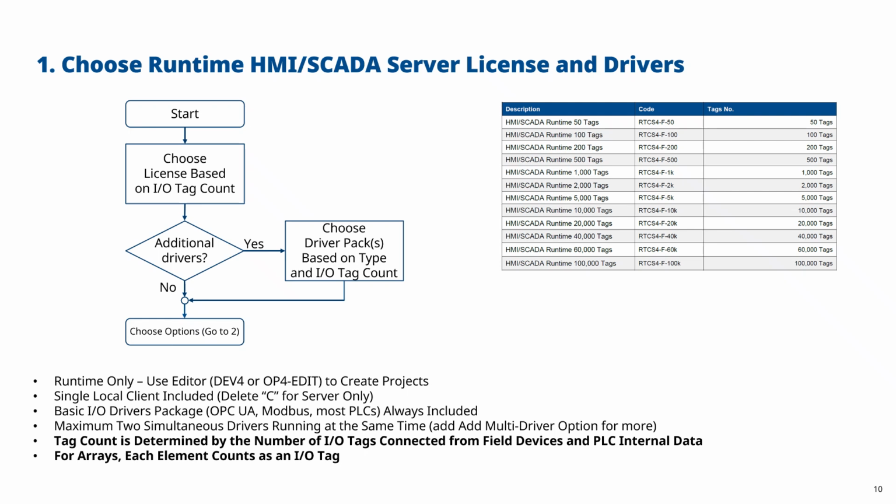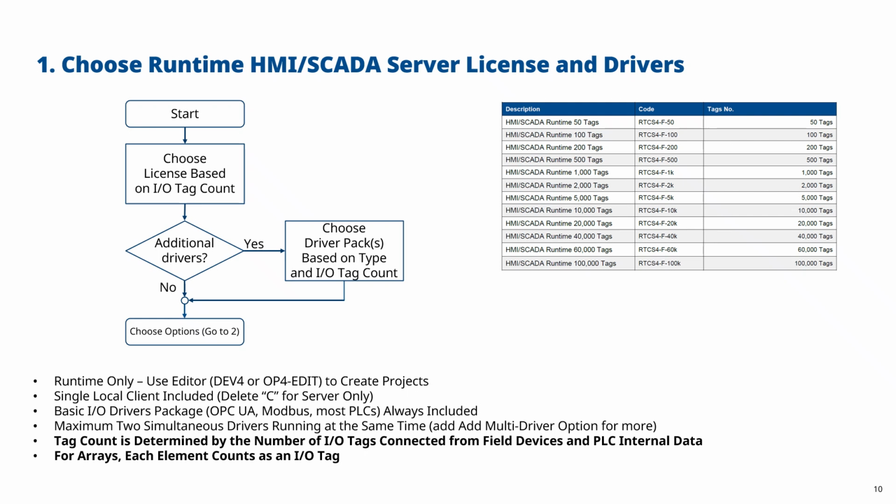If you didn't need the local client, if you wanted server only, you could delete that C, so you could have RTS4-F-500, for example, for a server only with separate remote runtimes. Now, basic drivers are always included, so that includes OPCUA and Modbus and many of those PLCs. And by default, we support 2 simultaneous drivers at the same time, and there is a multi-driver option if you need more than 2 drivers.